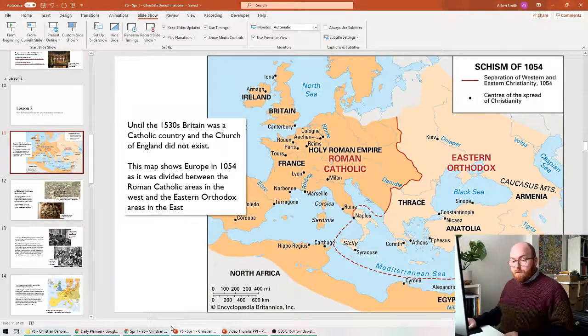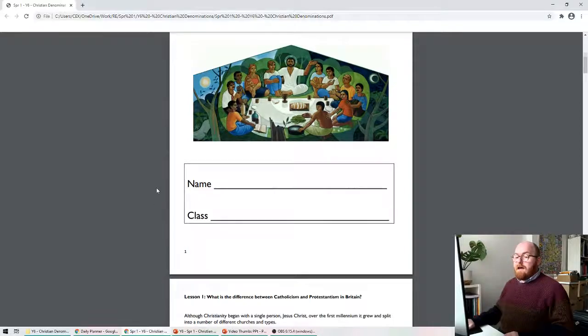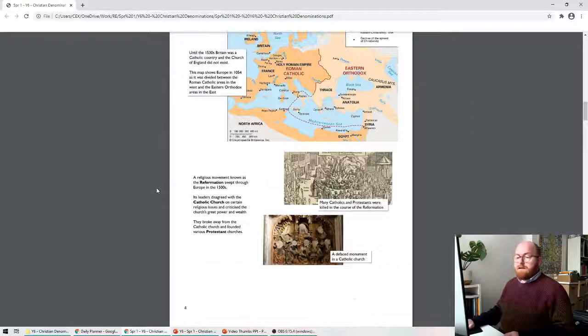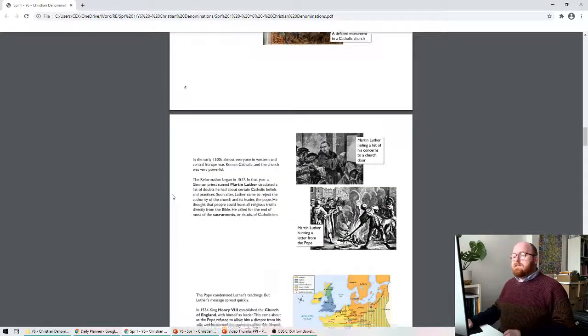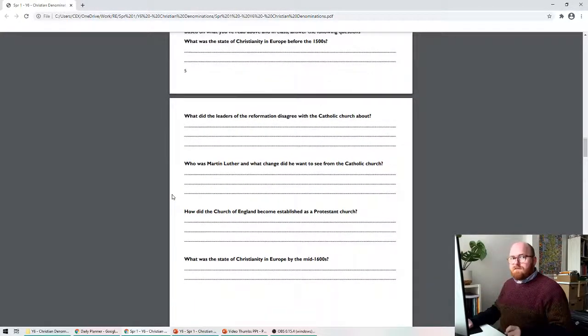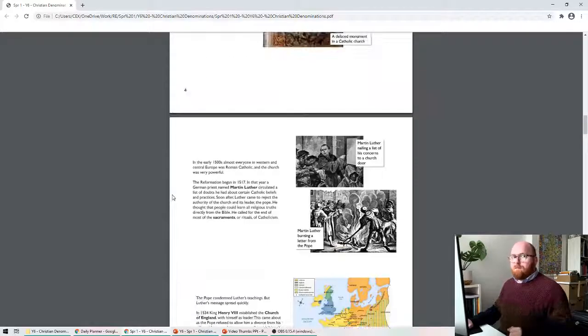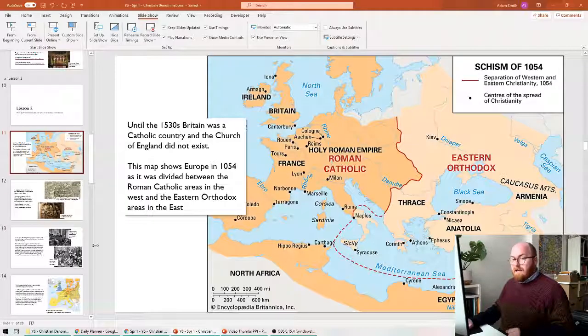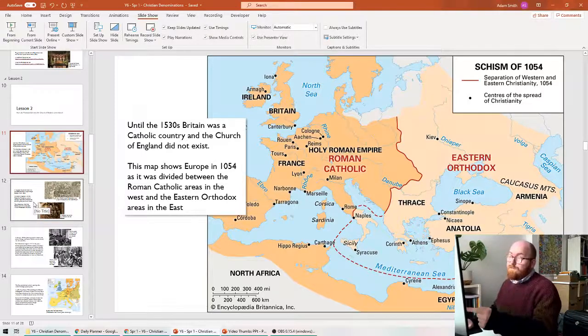So if you look in your booklet today, you'll notice that you do have all of the slides that we're going to look at. And as we go through, you'll need to be answering the questions that are here. So if you have a read through those questions first, then you'll know when to stop and fill in the answers. So, this was the situation up until the 1500s in Europe.